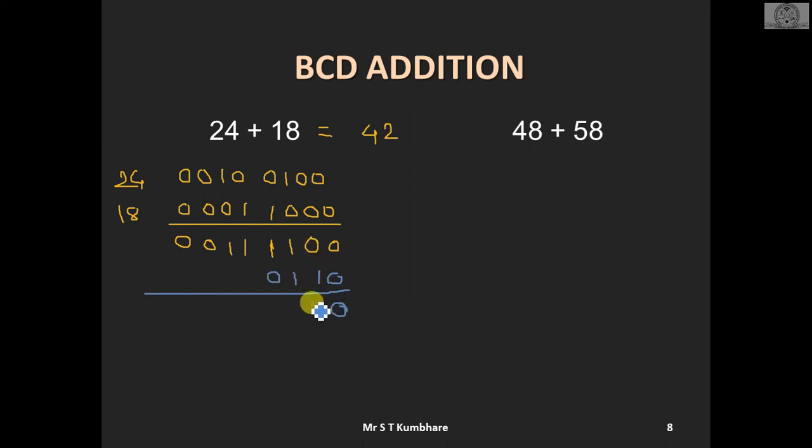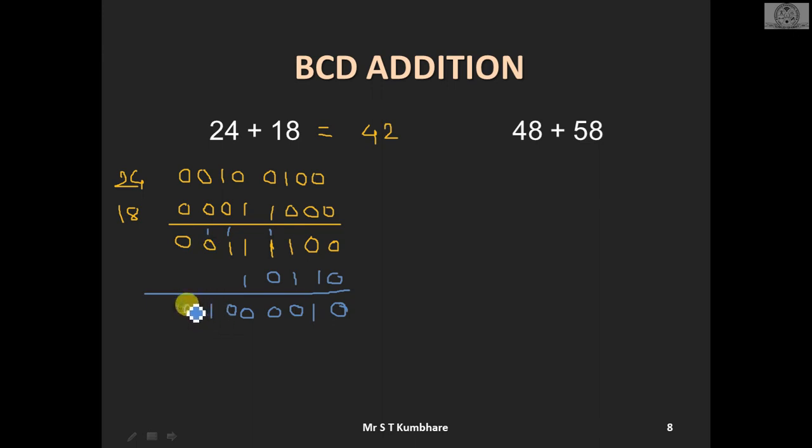Then 0 plus 1 is 1. 1 plus 1 is 0, and there is a carryover. Okay? 1 carryover. Then 1 plus 1 is 0. Again, there is a carryover. Okay? Now, 1 plus 1 is 0. Then again, there will be carryover here. 1 plus 1 is 0. And then again, there will be carryover over here. 1 plus 0 is 1.